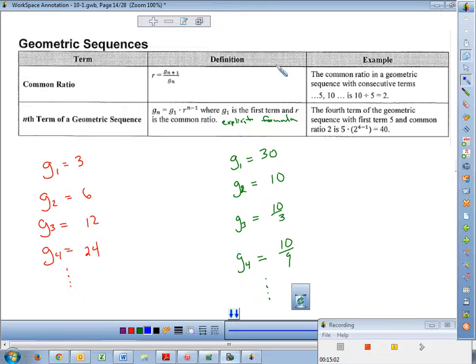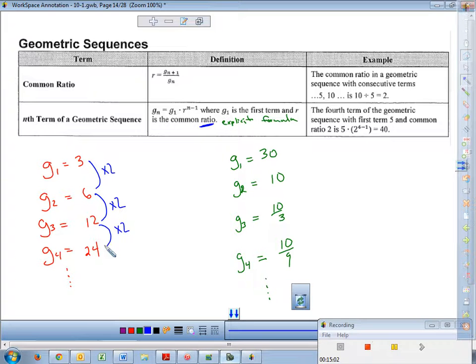Now, a geometric sequence has a common multiplier, or we call it a common ratio. As you can see here, we use a G instead of an A for geometric. The geometric sequence's first term is 3, the second term is 6, the third term is 12, the fourth term is 24. You can see that I had a common multiplier of 2. This got times 2. Then I took the second term times 2. And this got times 2.